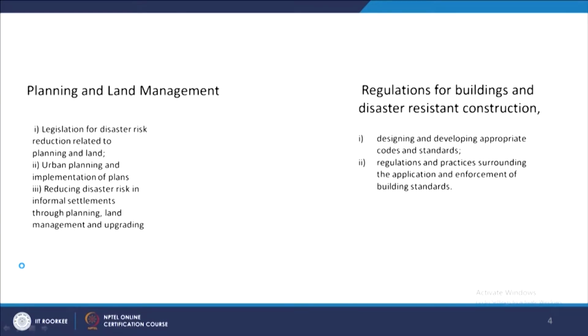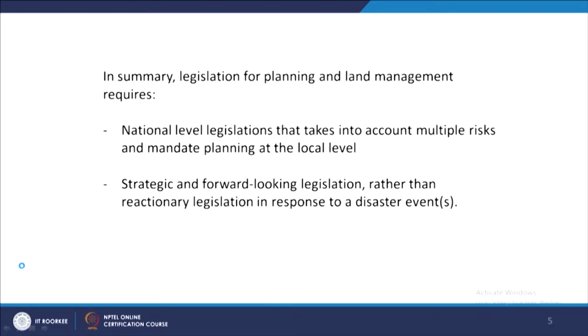Whereas in the second part, regulations for buildings and disaster resistant construction, the first one has focused on designing and developing appropriate codes and standards. The second covers the regulations and practices surrounding the application and enforcement of the building standards. So what are the various challenges that are faced in the implementation process? They have discussed a variety of issues.